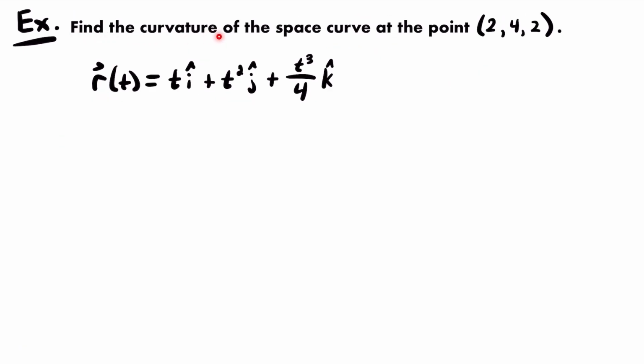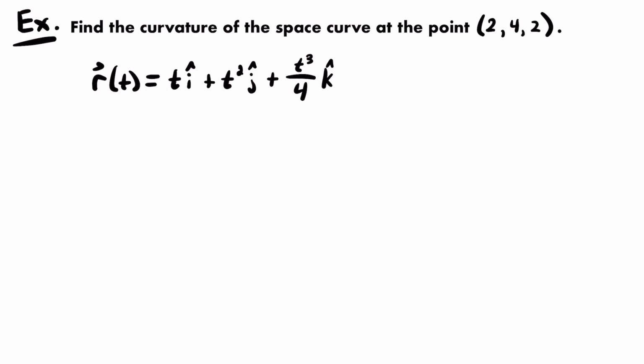Here we want to find the curvature of the space curve at the point (2, 4, 2). And our vector function that represents the space curve is r of t equals t times i plus t squared times j plus t cubed divided by 4 times k. A couple things to note with this problem: we only need to find the specific value of curvature at a point. We don't need the general expression for the curvature. We just want to know the curvature at a specific point. So that's going to make things a lot easier for us when we go to do the work.